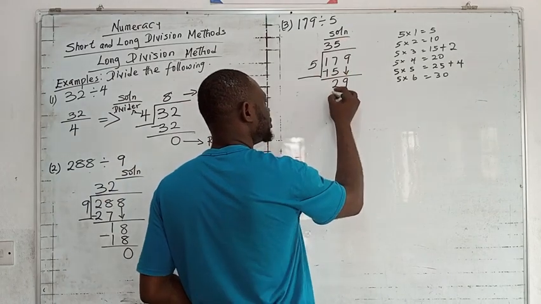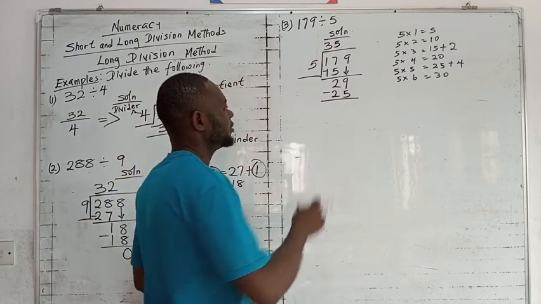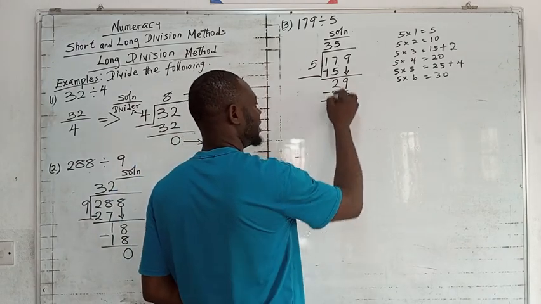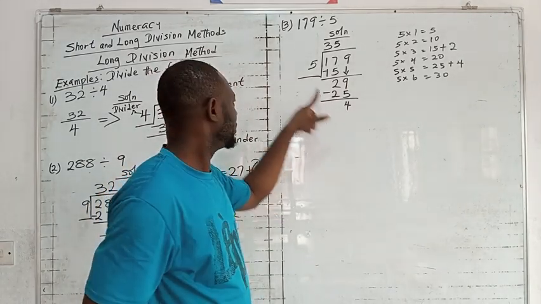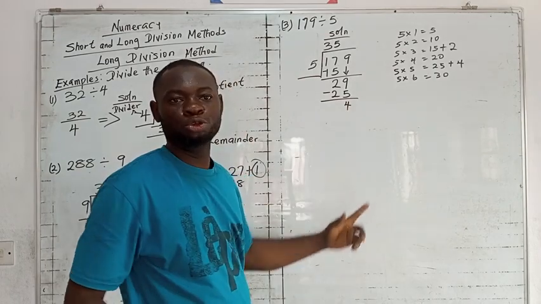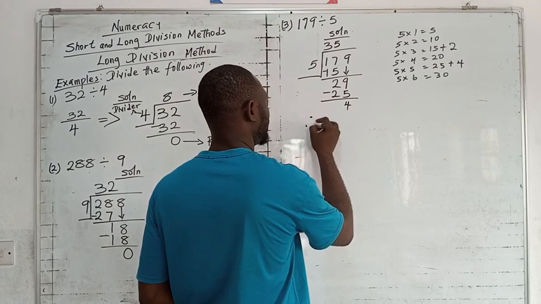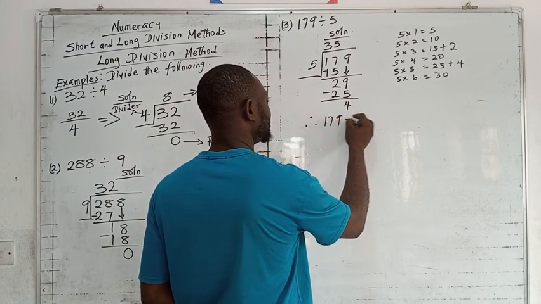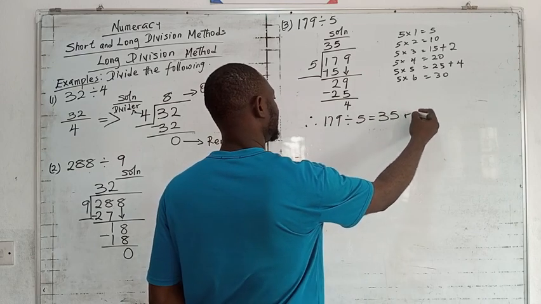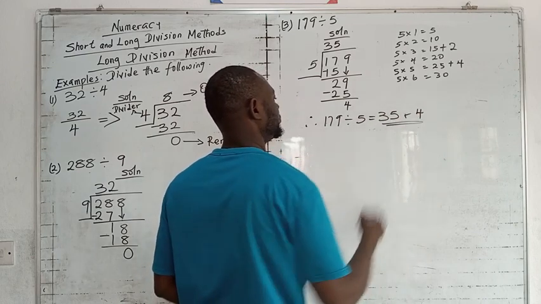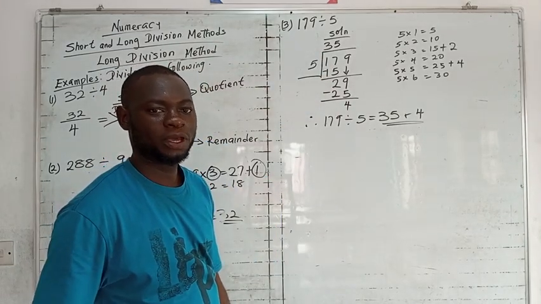5 times 5, 25. We subtract 25 from 29. 9 minus 5, 4. 2 minus 2 is 0. So 29 minus 25 is 4. Now, can 5 divide 4? No. We leave it like that. You can now say that, therefore, 179 divided by 5 equals 35 remainder 4. Quotient, remainder 4. Okay?